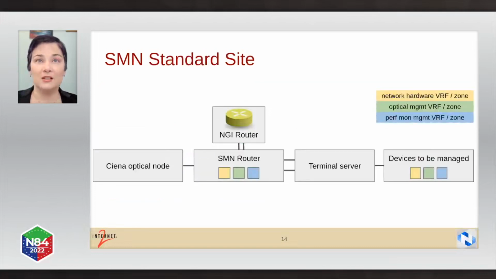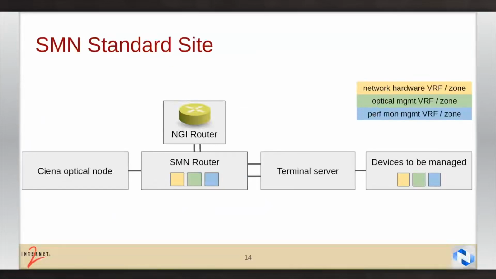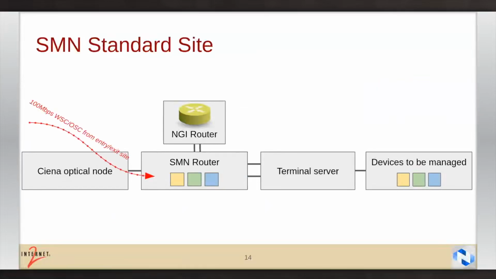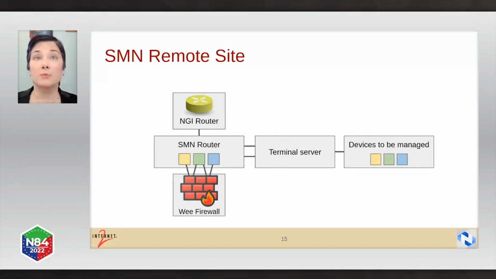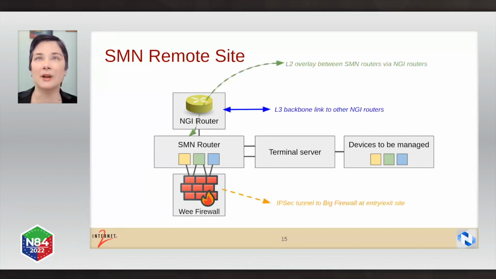The standard sites are very sad and disappointed and lonely sites because unfortunately, they don't have firewalls. They have all of the other links: the 100 megabits per second wayside channel optical service channel, the layer 3 backbone, the layer 2 overlay, and the 10 gig connection, but no firewall. This is a remote site, which means it has a router, but it does not have an optical node. It also has a Wii firewall, which is a Juniper SRX 345. I'll pop the links up, but I think you get the picture by now.